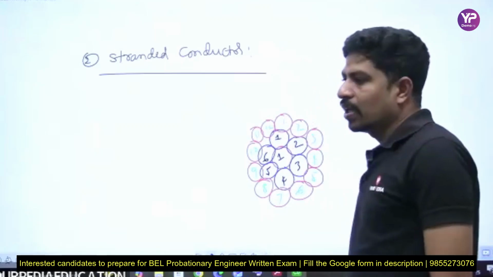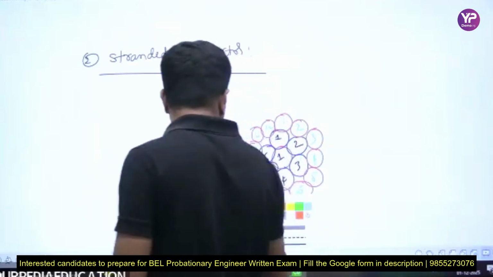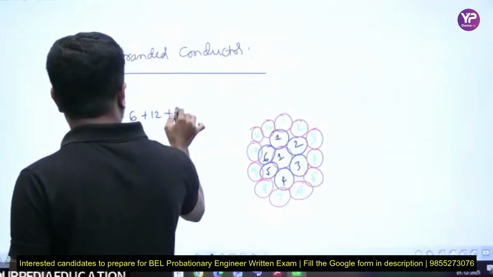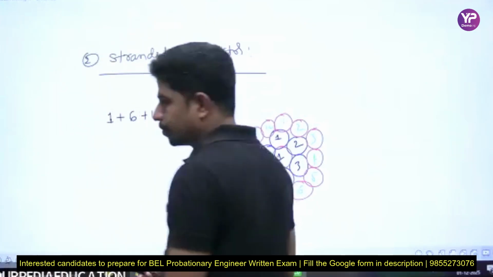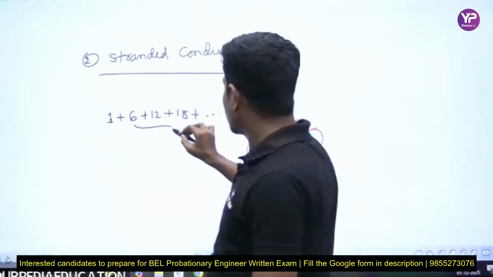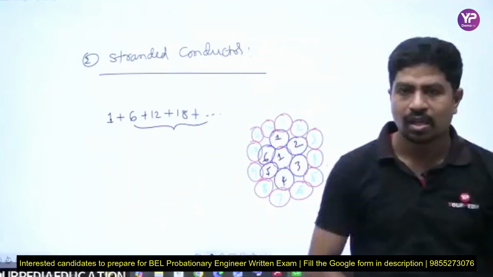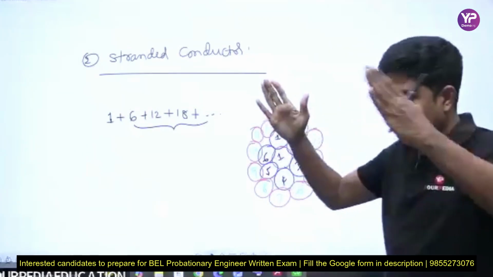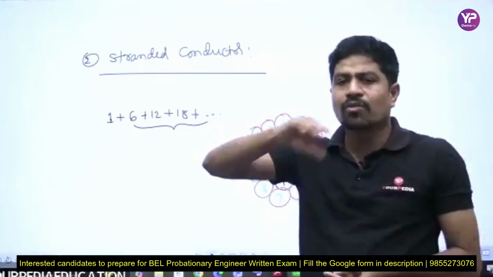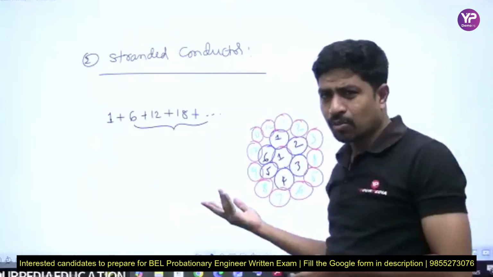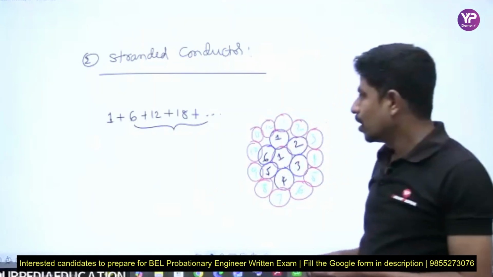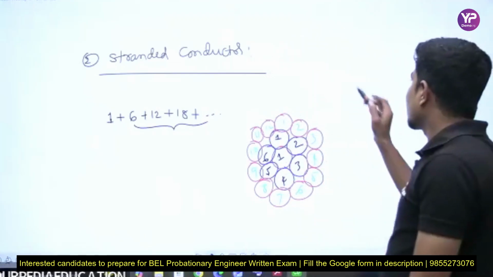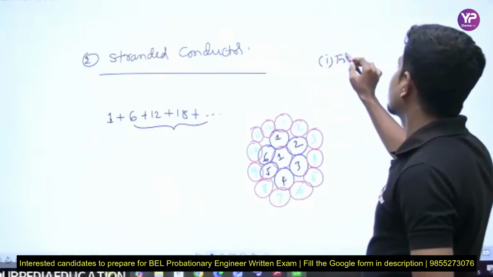If I write this in the form of a series, 1 plus 6 plus 12 plus 18 and so on, from the second layer onwards the increment from one layer to another is 6. Sir, how many layers do I have to take? If you want a big conductor, with a big cross-sectional area, take more layers. If you want less cross-sectional area, you may take 2 or 3 layers. This is a series. Now, with this, the first advantage is that transportation is possible.